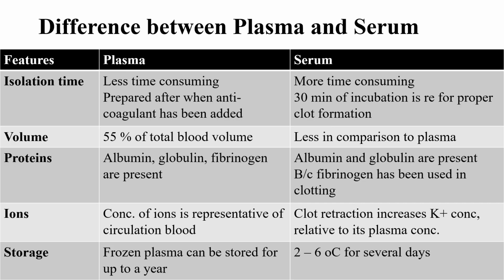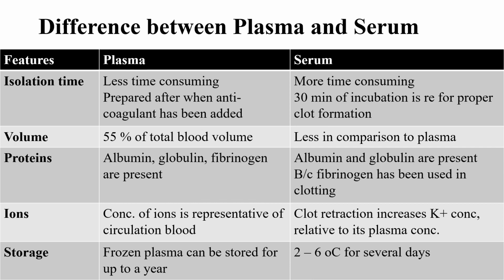When we talk about the isolation time, plasma is less time consuming. It is prepared after anticoagulant has been added, while in case of serum it is more time consuming and 30 minutes of incubation is required for proper clot formation in order to obtain the serum. Volume of plasma is 55% of the total blood volume, while the volume of serum is less in comparison to plasma.